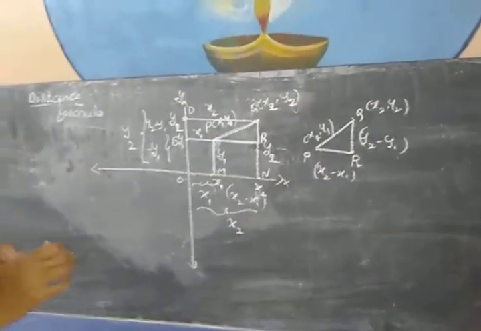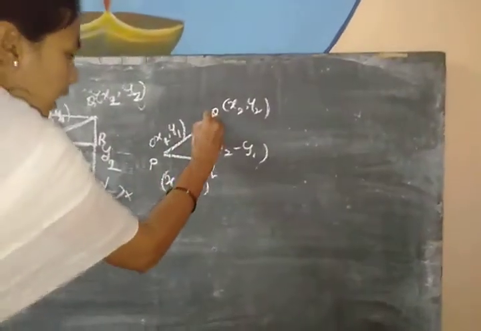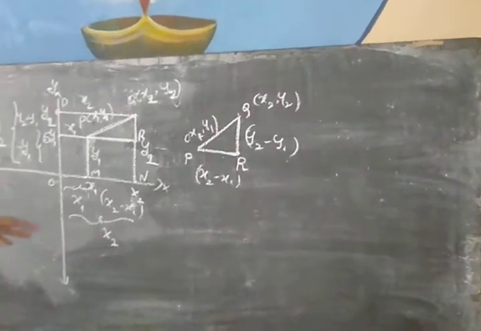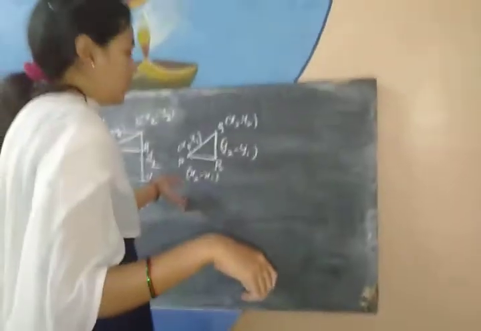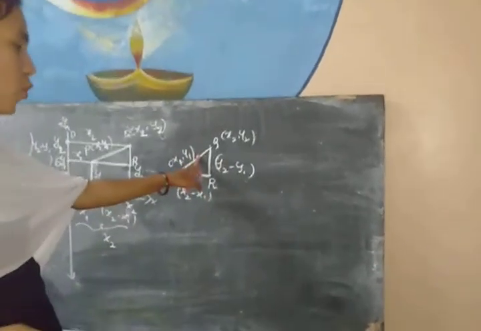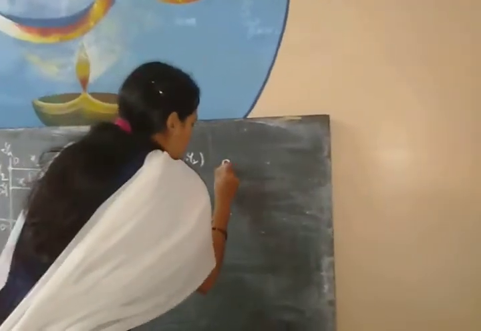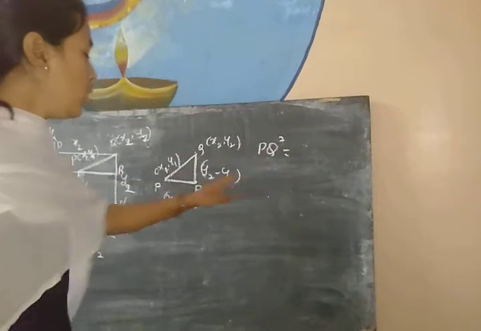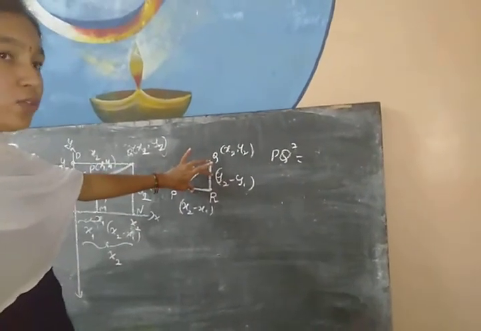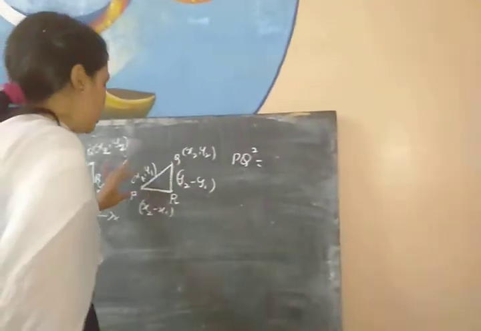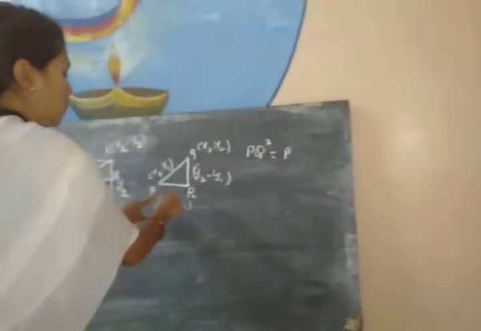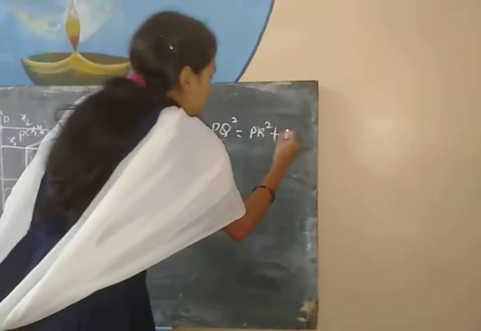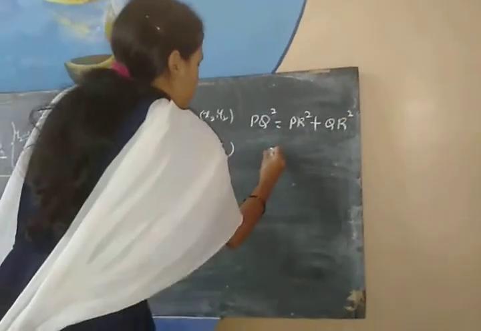So now we have to find the distance between these 2 points. This is a right angle triangle, so we apply the Pythagoras theorem. The Pythagoras theorem is, this is the hypotenuse. The hypotenuse square is equal to the sum of the squares of the other 2 sides. Here PQ is the hypotenuse. The other 2 sides are PR and QR. So PQ square equals PR square plus QR square.